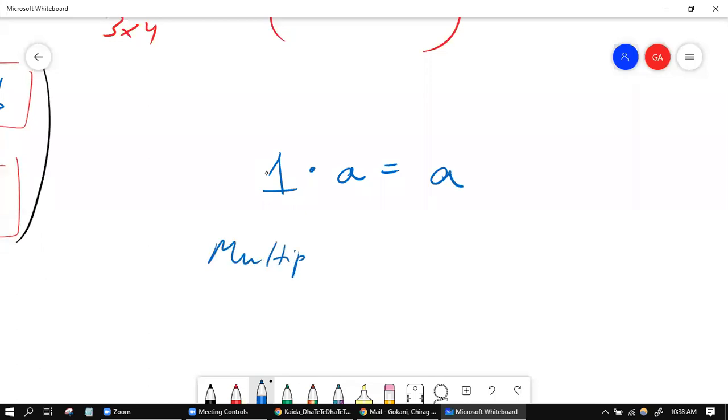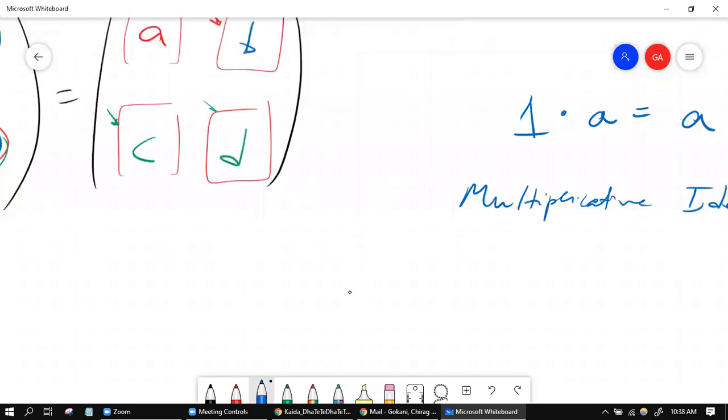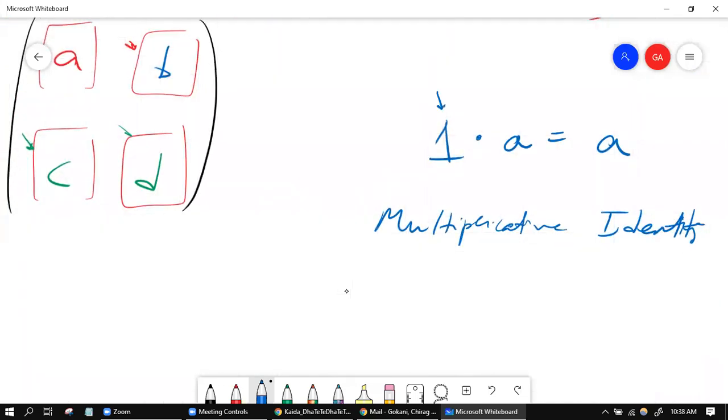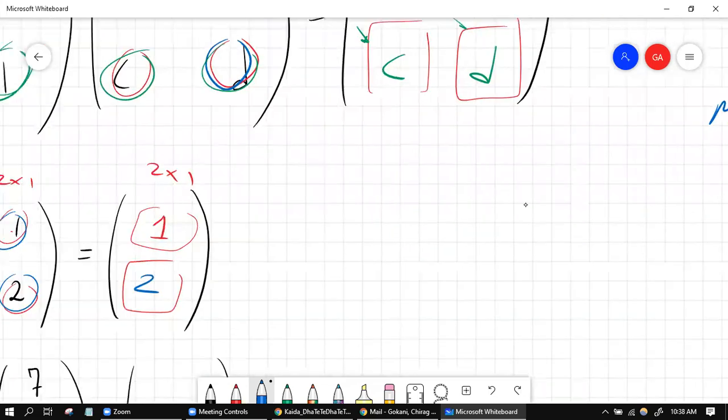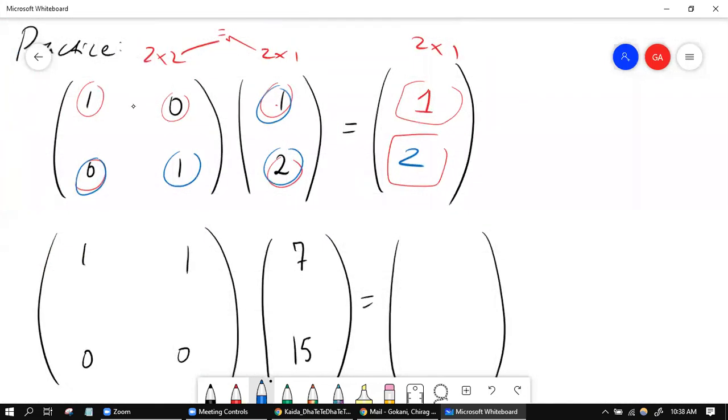Identity. Multiplication. Yes, identity. Identity of multiplication. Sorry about my spelling. So 1 is the identity element. That's what we call it. And so similarly, look, 1, 0, 0, 1.